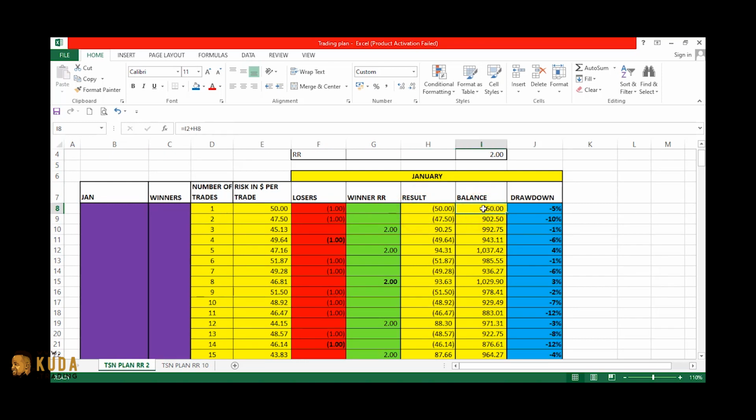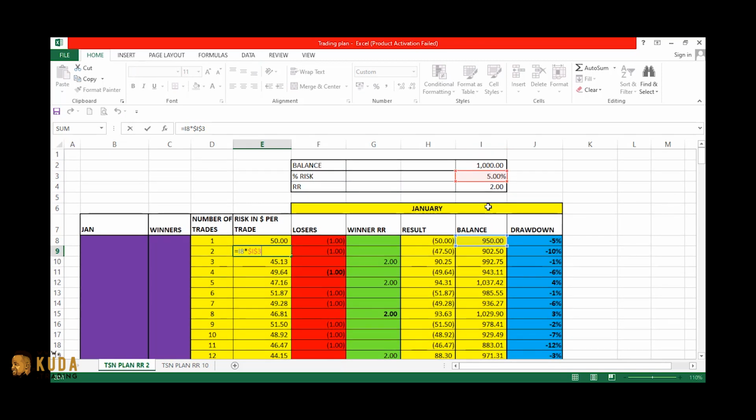And your first trade, you're planning for it to be incorrect, so it means you're planning to have a new account balance of $950. Your second trade, $47.50 is your new risk, which is $950 multiplied by 5%. So your risk on your next trade is $47.50. You're wrong on that trade. Your new balance is $902, which means your drawdown is now down to 10%. You have lost 10% of your account.